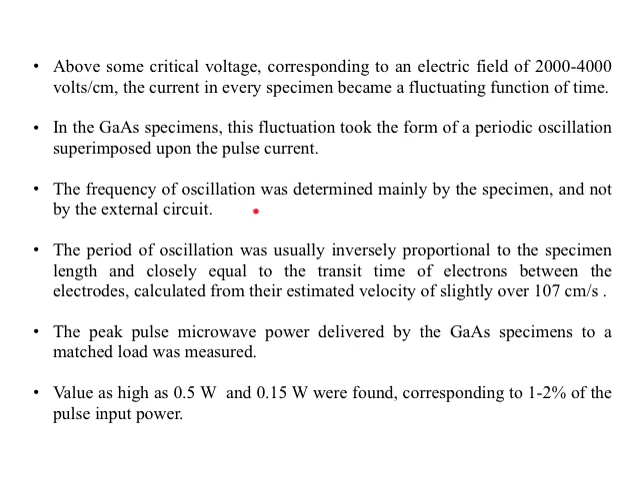The frequency of oscillation was determined mainly by the gallium arsenide specimen, and not by the external circuit. The period of oscillation was inversely proportional to the specimen length, and it was closely equal to the transit time of the electrons between the electrodes. This transit time was calculated from their estimated velocity of slightly over 10^7 centimeter per second.